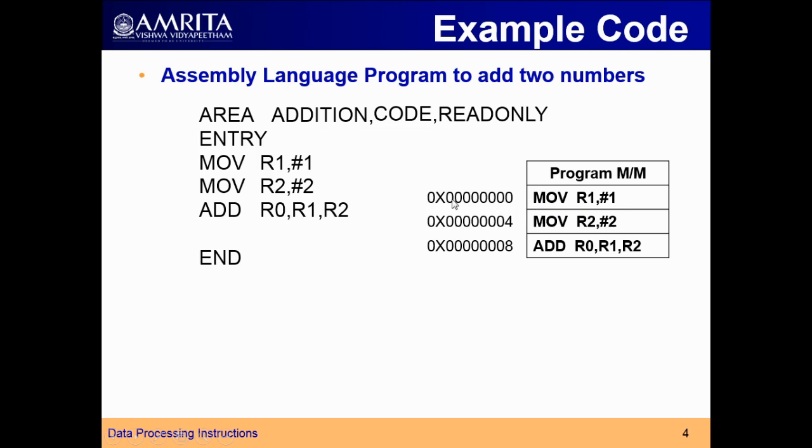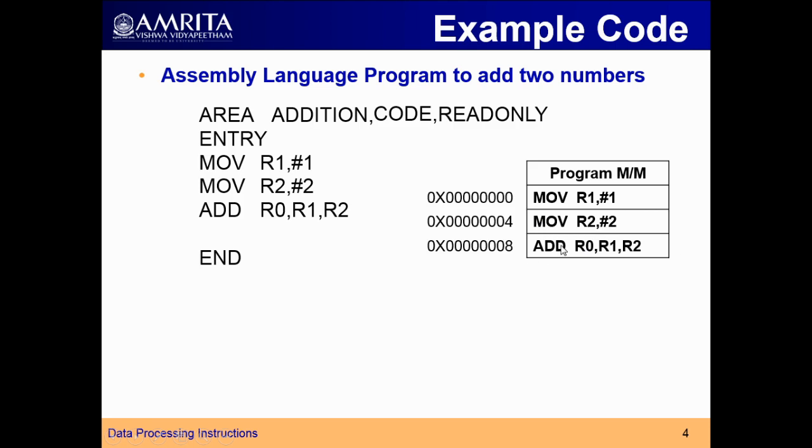For storing each byte, each location is required. So for storing these 32 bits, a total of 4 byte locations are required: 00, 01, 02, 03. These 4 locations are used for storing the 4 bytes, or 32 bits, of this instruction. So where will the next instruction be stored? From 04 onwards: 04, 05, 06, 07. These 4 bytes are used for storing the next instruction.